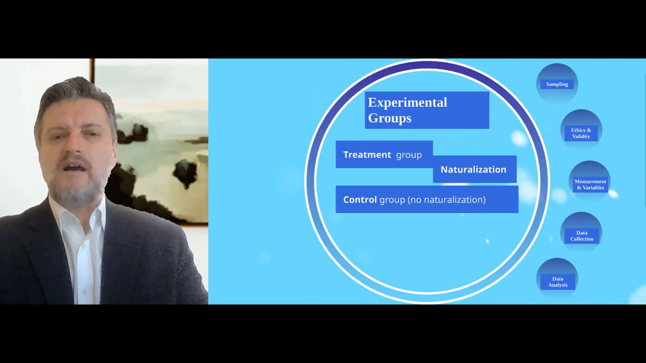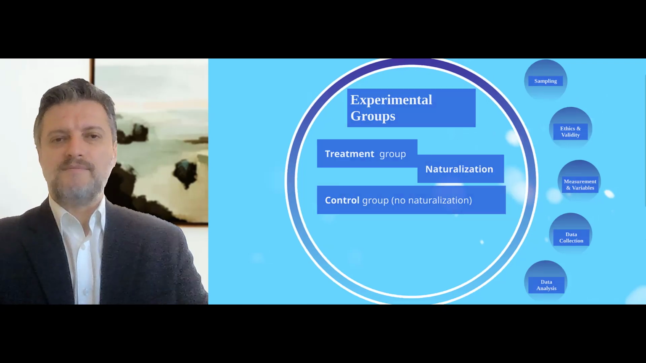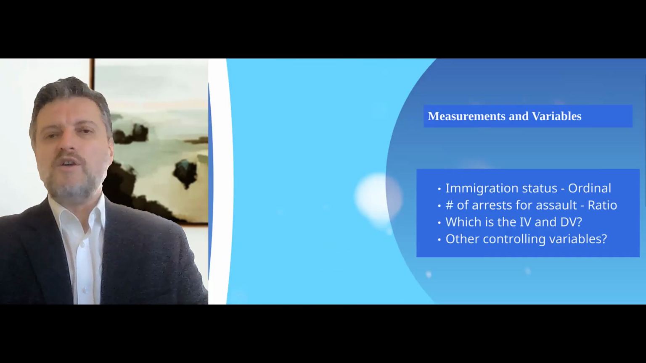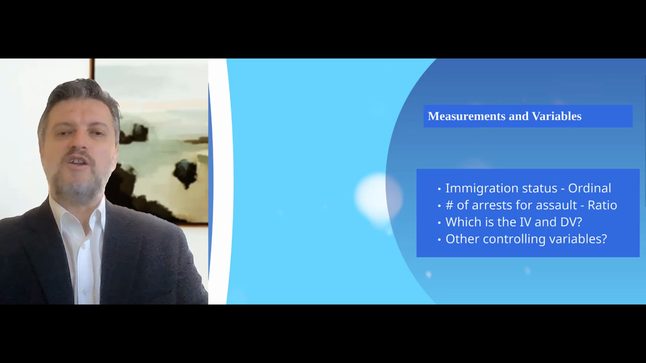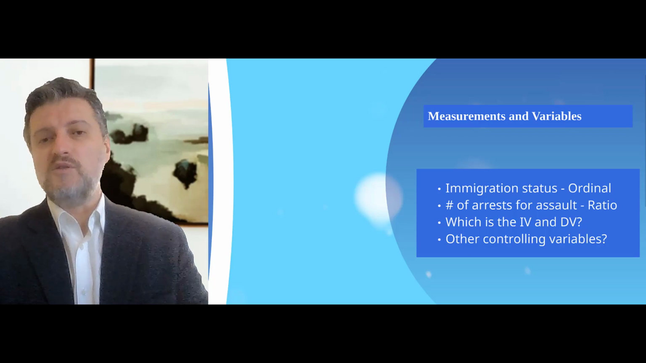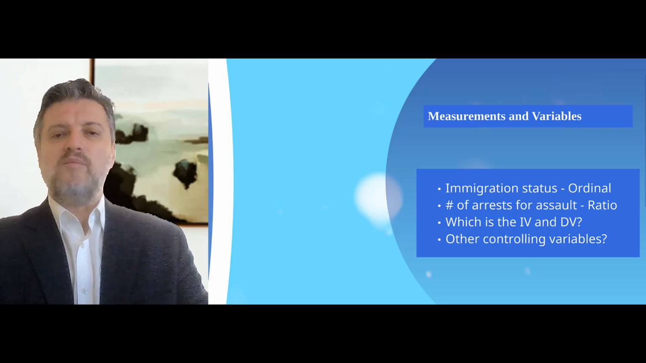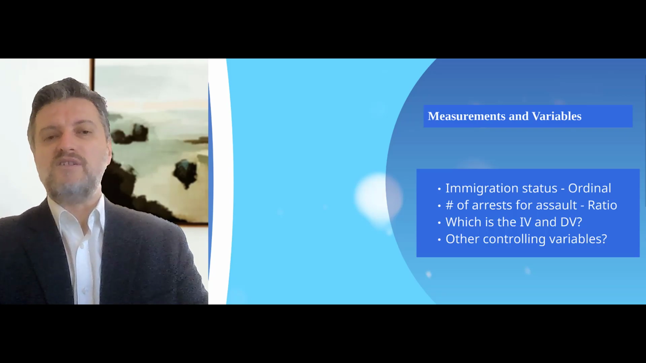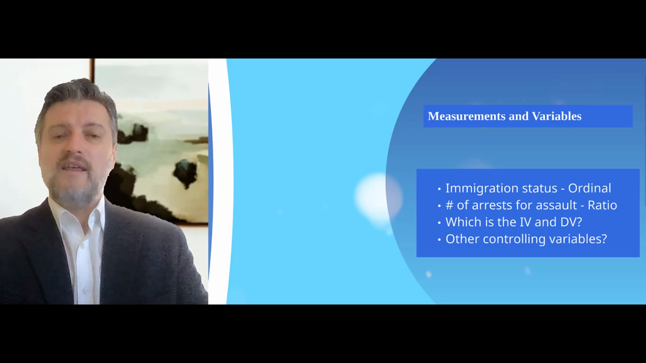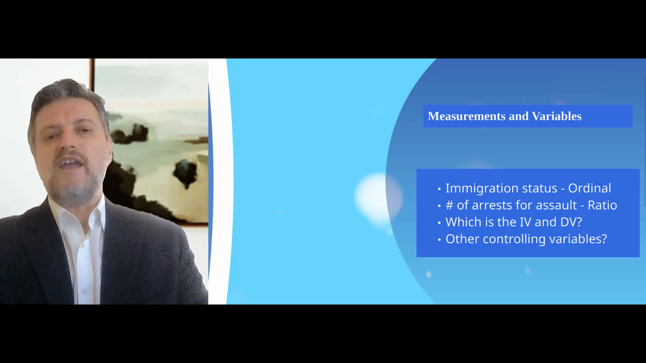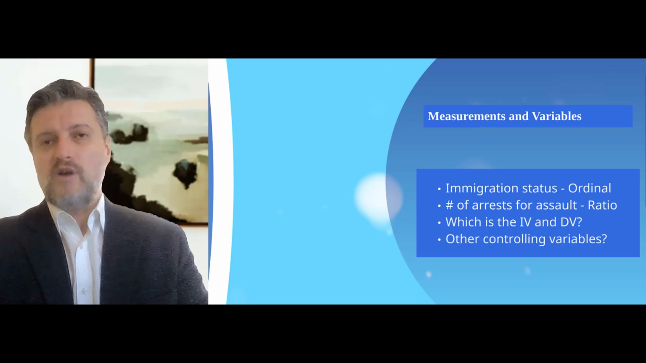How do we measure our variables? We're going to measure the number of arrests for assault for non-citizens and for newly naturalized citizens during a certain period of time, say 1 or 2 years, and compare them with the previous number of assault arrests prior to being a US citizen and see if the treatment, that is naturalization, caused a change in the number of arrests for assault, be that either decrease or increase.